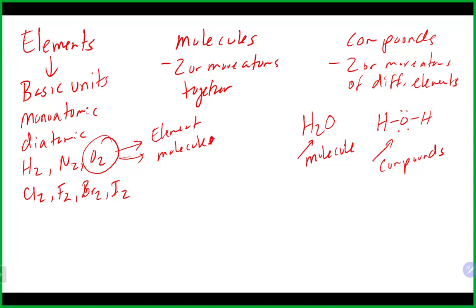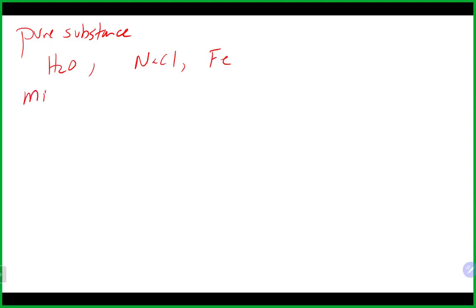This is also where we got into the idea of pure substances. And pure substances is when you have just obviously one thing. So water is an example of a pure substance, sodium chloride, iron, whatever it may be. These are all pure substances. When you take two or more pure substances and put them together, you get a mixture.